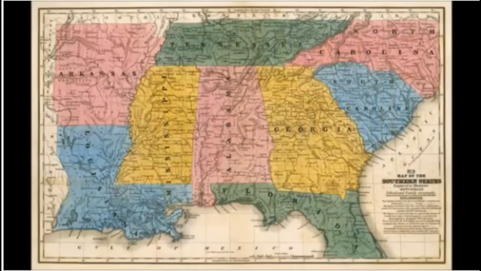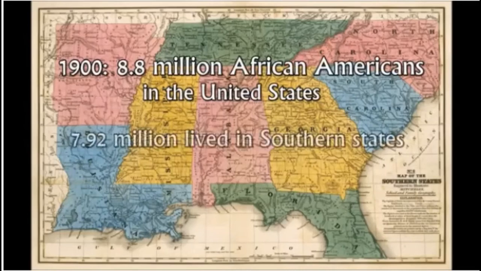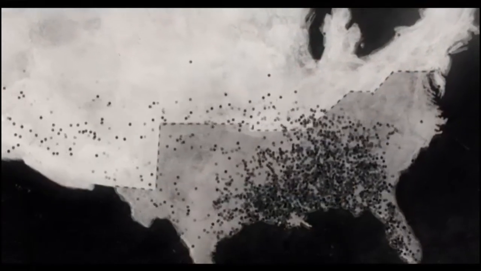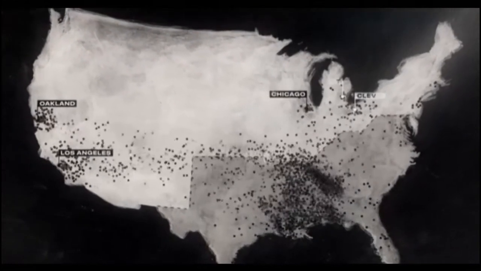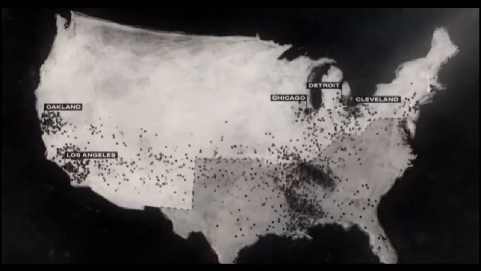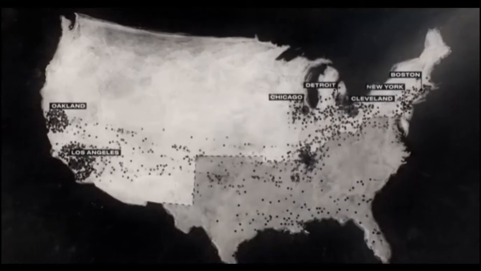So, the majority of the African American population lived in the South. In 1900, there were 8.8 million African Americans in the United States. Of those 8.8 million, 7.92 million lived in southern states. In 1870, 91.5% of African Americans lived in the South. And that began to change. If we take it all the way to 1970, for example, that figure changes to 53%, which is a huge change in the population distribution of African Americans in the United States.